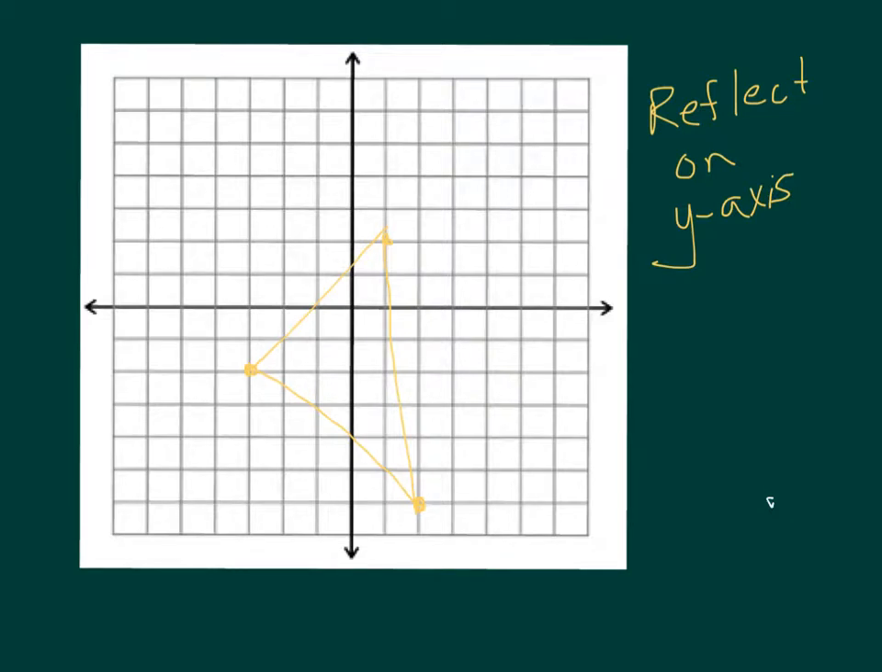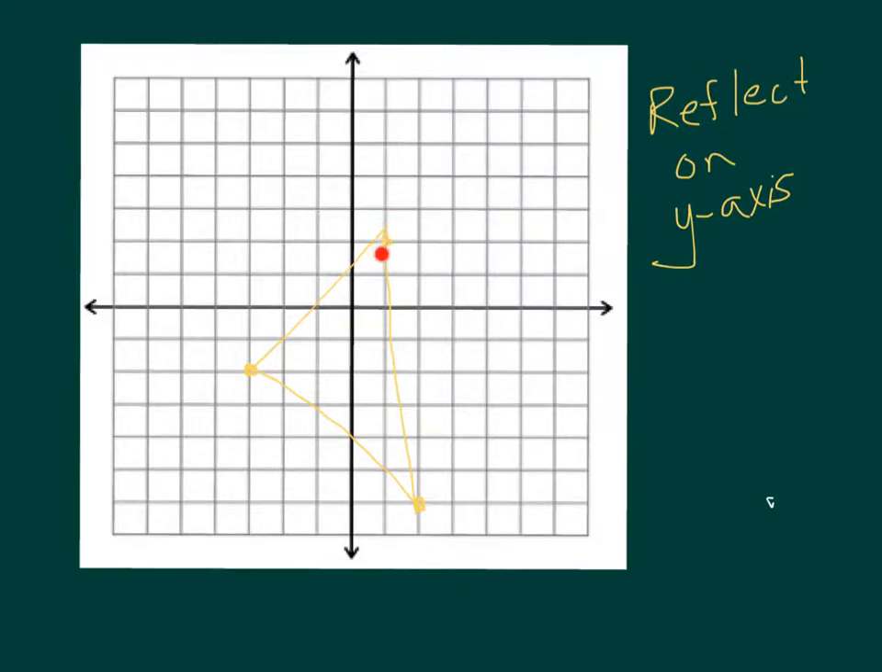Alright, for this figure we need to reflect on the y-axis. In order to do that, you have to identify the y-axis. The y-axis is the one that runs straight up and down. So in order to move things, you're going to mirror it. You keep your x numbers the same, but it will do the exact opposite when you reflect across the y-axis.